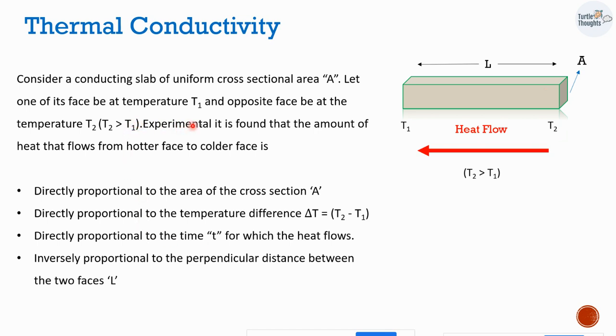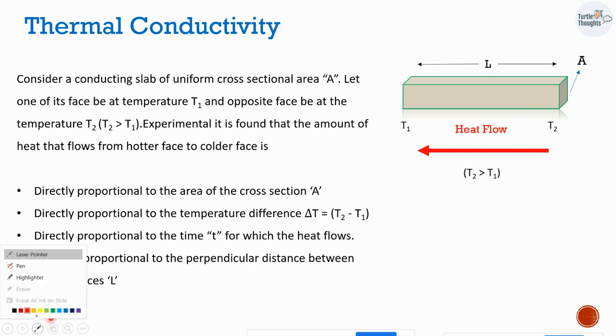Then experimentally it is found that the amount of heat that flows from the hotter face to the colder face is going to be directly proportional to the area of cross-section A, directly proportional to the temperature difference delta T, which is T2 minus T1, directly proportional to the time t for which the heat flows, and inversely proportional to the perpendicular distance between the two faces, which is L.